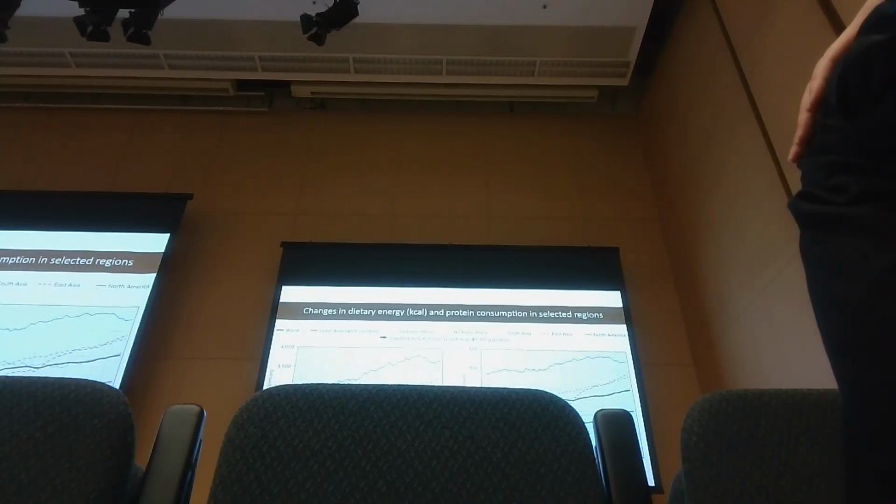But now, how about the change over time? So basically, you have this change in dietary energy and protein consumption in different regions. So you have these two figures. On the left-hand side, we are talking about the energy, right? In terms of calories per day per person, and on the right-hand side we're talking about protein intake, in terms of grams per day per person, and on the x-axis is the time, from 1960 to 2010, or maybe 2015.